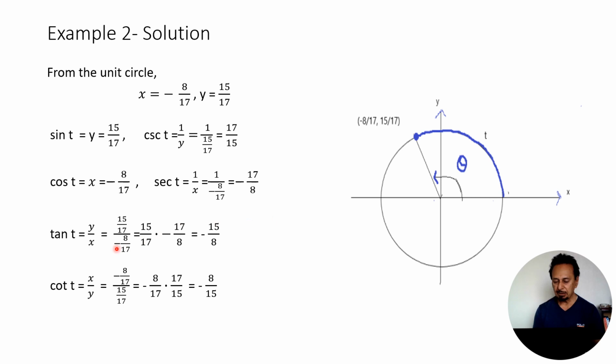Tangent is y over x, and y is 15 over 17, and x is minus 8 over 17. So this becomes 15 over 17 times the reciprocal, minus 17 over 8. 17 cancels and gives you minus 15 over 8. Cotangent is x over y, and x is minus 8 over 17, and y is 15 over 17. So it becomes minus 8 over 17 times 17 over 15. 17 cancels, and the answer becomes minus 8 over 15.